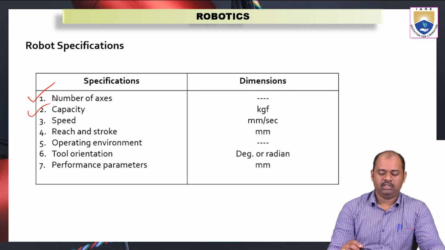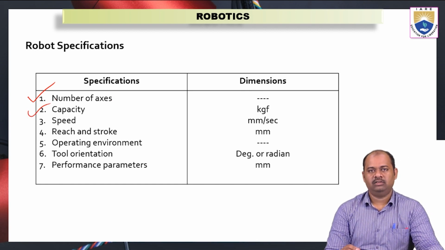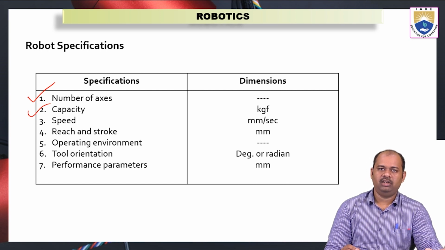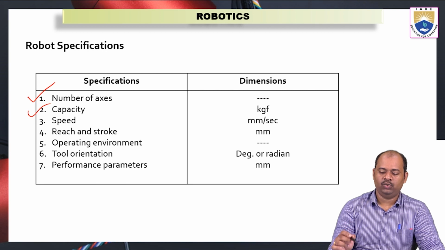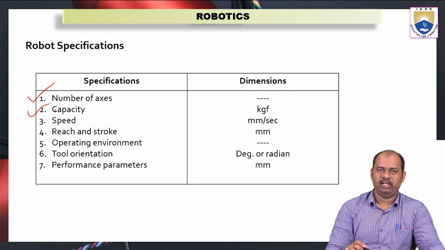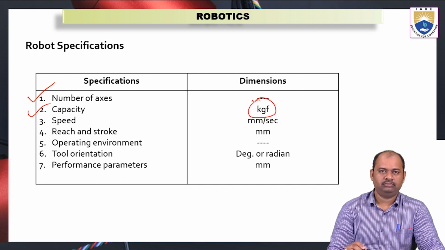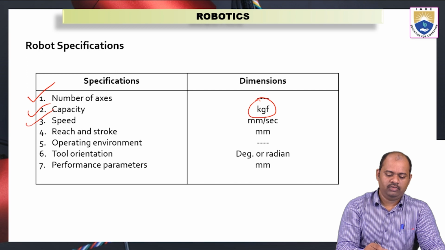And then capacity. How much force or how much weight a robot can lift is taken as the capacity of the robot. This is also considered while selecting a robot. The unit for capacity is kg force. And then the third one is speed.